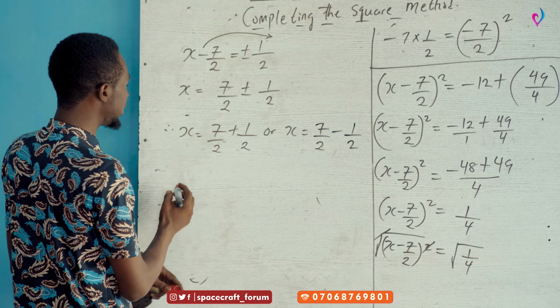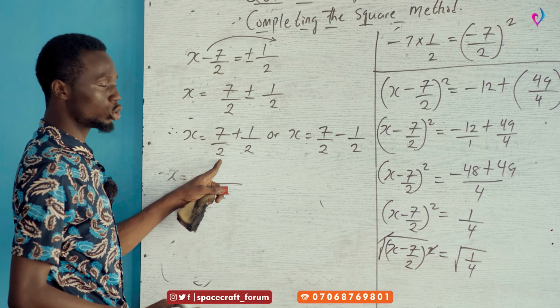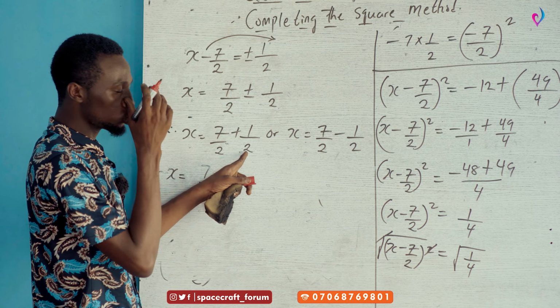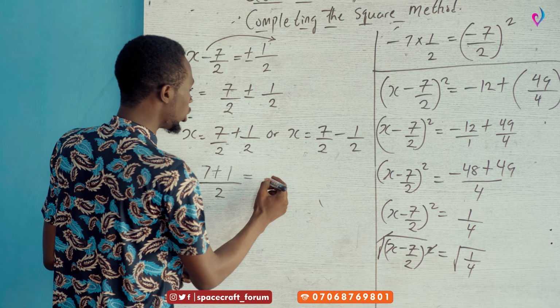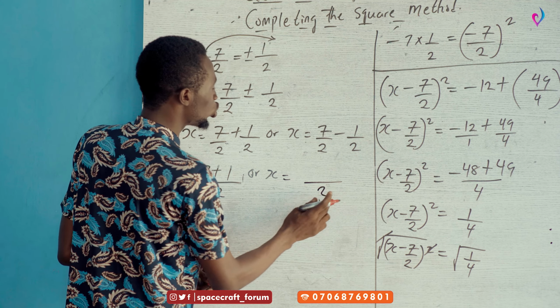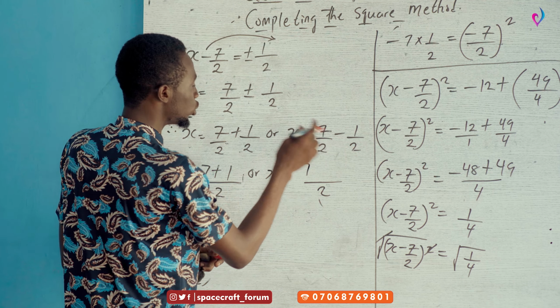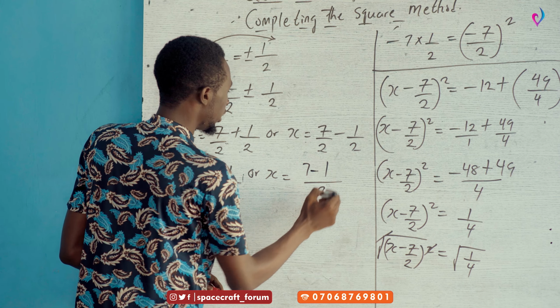We can also find the LCM again. The LCM here is equal to 2. 2 divided by 2 is 1. 1 times 7 is 7. 2 divided by 2 is 1. 1 times 1 is 1, which is plus 1, is equal to, we can also find the LCM here also, which is also 2. 2 divided by 2 is 1. 1 times 7 is 7. Then 2 divided by 2 is 1. 1 times 1 is 1, minus 1.